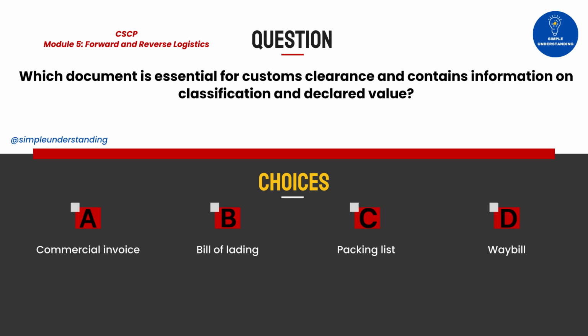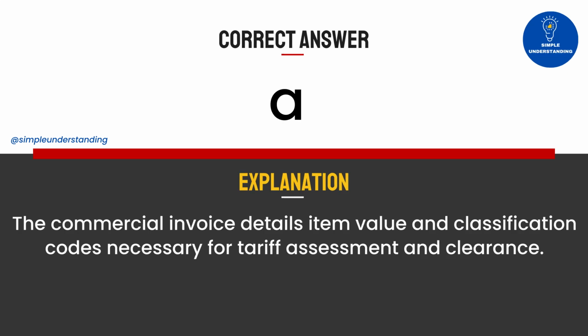8. Which document is essential for customs clearance and contains information on classification and declared value? A. Commercial invoice. B. Bill of lading. C. Packing list. D. Waybill. Correct answer: A. Explanation: the commercial invoice lists item values, classifications, and origin, essential for customs clearance and duties.